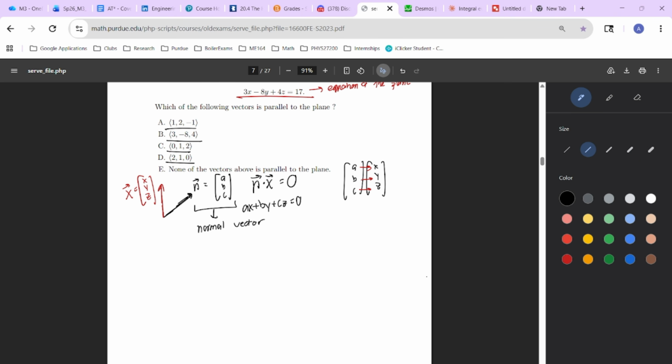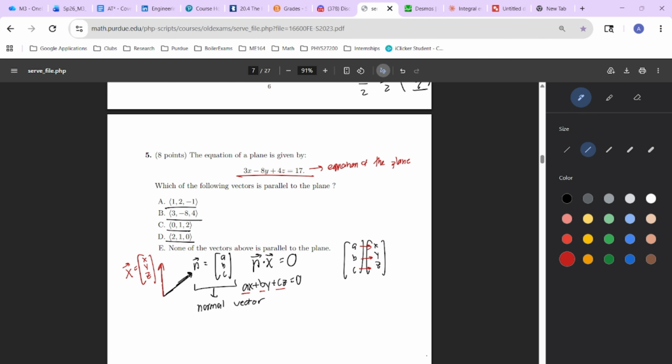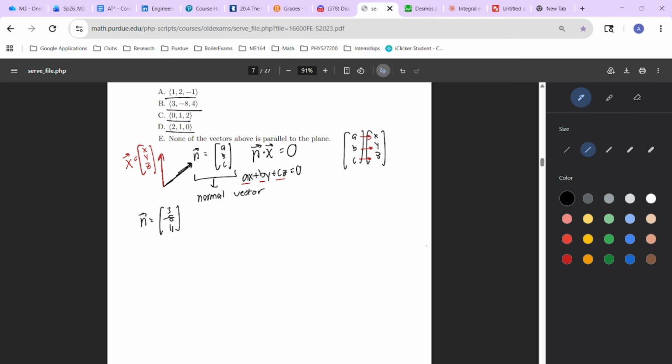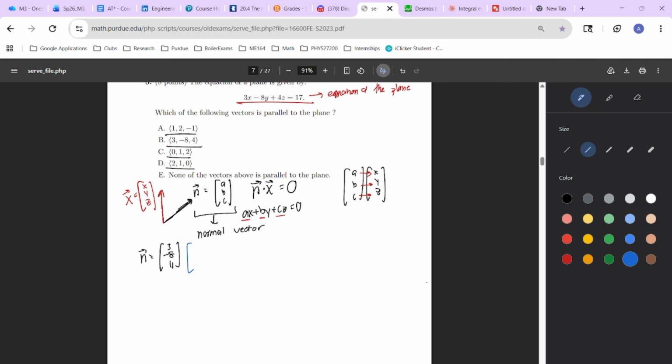So let's define our normal vector here. It's pretty clear then that the coefficients of our normal vector will be a, b, and c. A, b, and c in this case correspond to values of 3, -8, and 4. Now all we need to do is take the dot product of each of those. The first one we're going to do is 1, 2, -1.